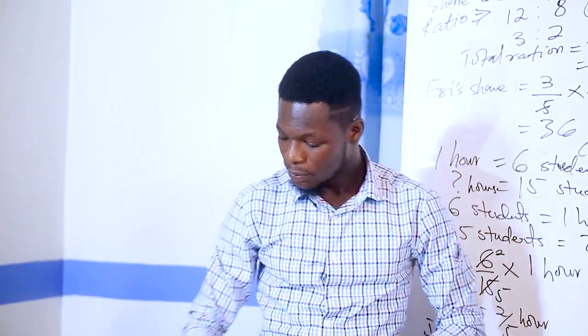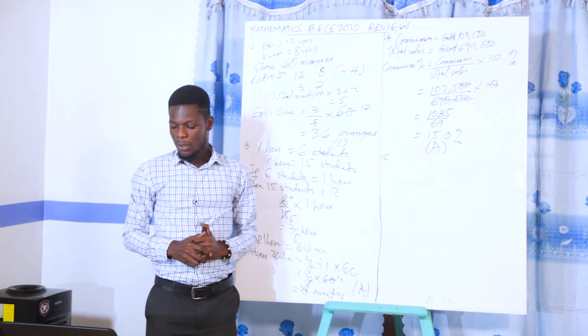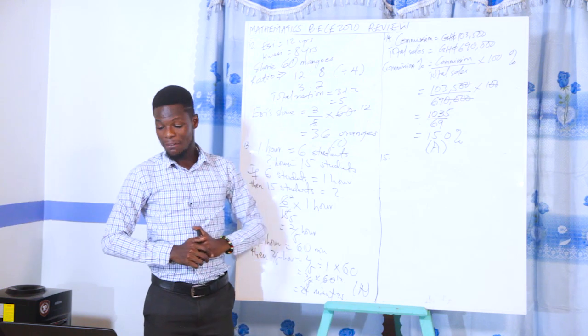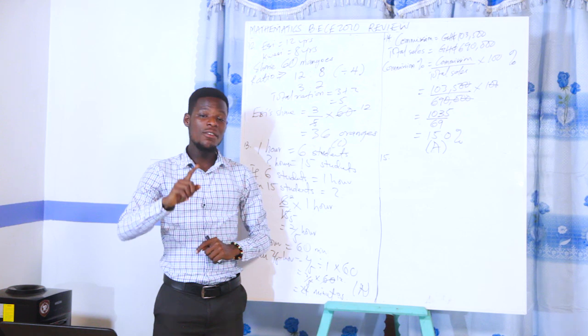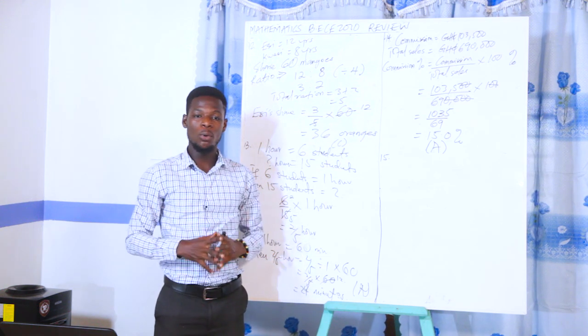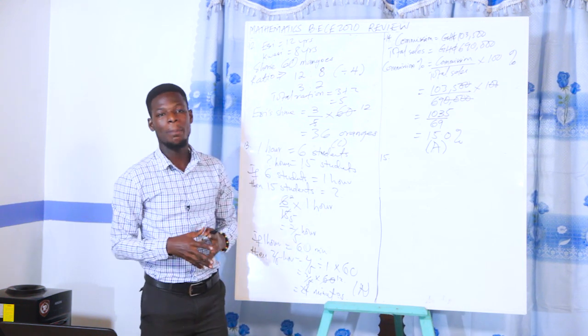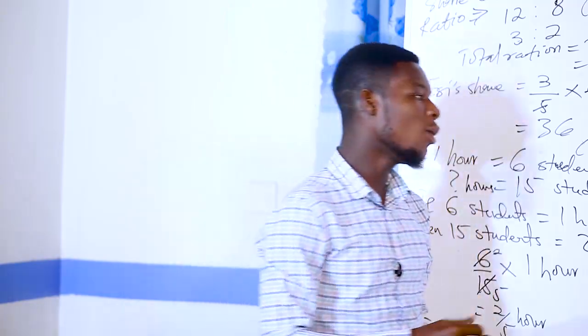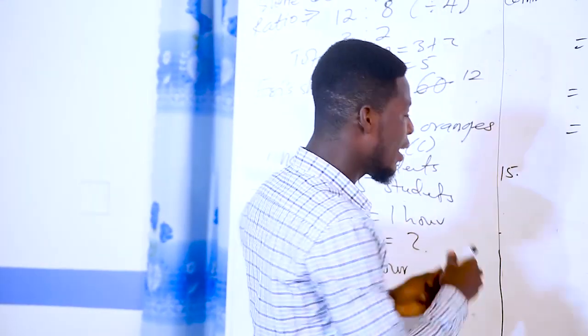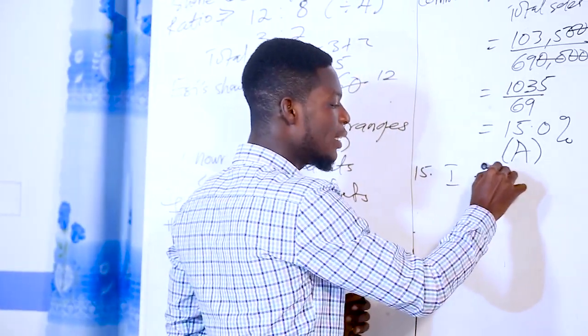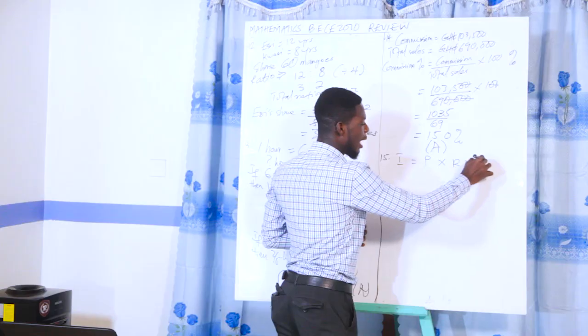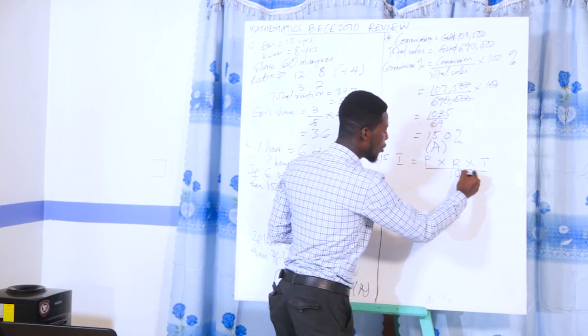Question 15. The simple interest of 37,500 cedis is earned on an amount of 500,000 cedis for 3 years. Find the rate of interest per annum. So we are finding rate. This question is under simple interest. Simple interest is also a subtopic under percentages. Now, everybody is very familiar with the formula. Simple interest is equal to principal times rate times time all over 100.